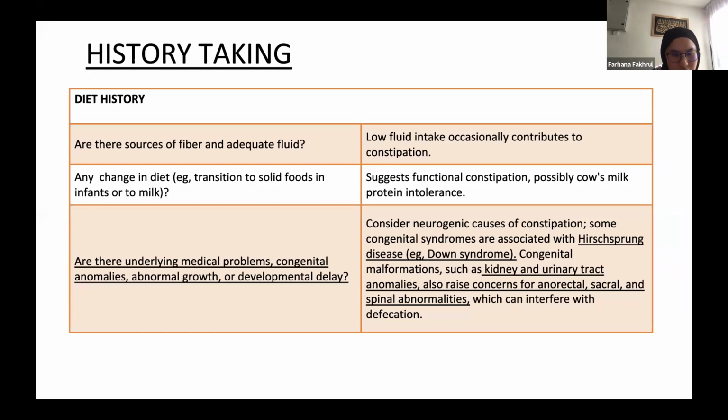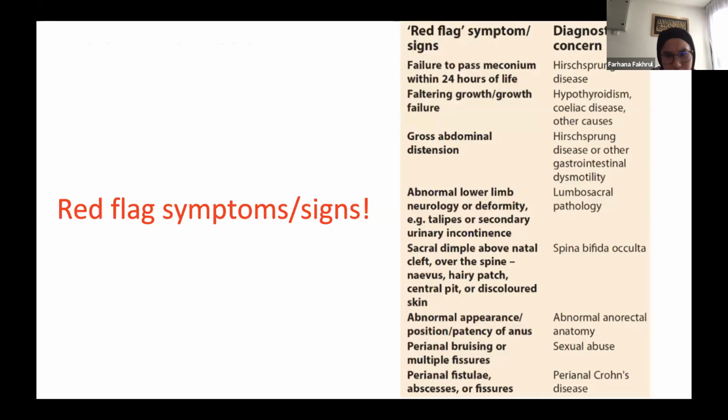For diet history, ask whether there's adequate source of fiber and adequate fluid intake, because this can contribute to constipation. Any change of diet, for example, using cow's milk, possibly cow's milk protein intolerance. And then were there any underlying medical problems to find an organic cause, such as congenital anomalies, abnormal growth, or developmental delay. For example, Hirschsprung disease is common in Down syndrome children, and also some children with congenital malformations such as kidney and urinary tract anomalies. They can have anorectal, sacral, and also spinal abnormalities, which can interfere with their defecation.